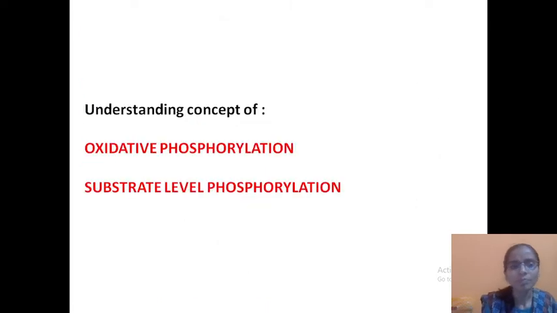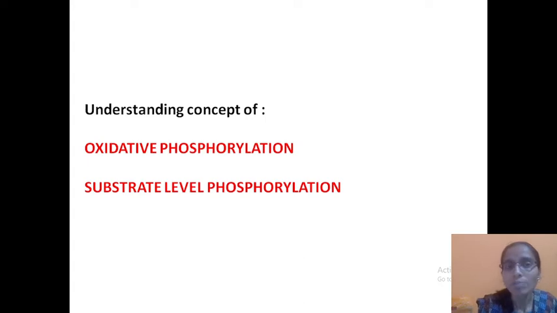Now, what is the meaning of oxidative phosphorylation and substrate level phosphorylation? It is very simple. During the metabolic process, during the reactions, wherever there is a direct formation of a triphosphate, that is ATP or GTP, that type of phosphorylation is the substrate level phosphorylation. And the cell can directly utilize it for energy.